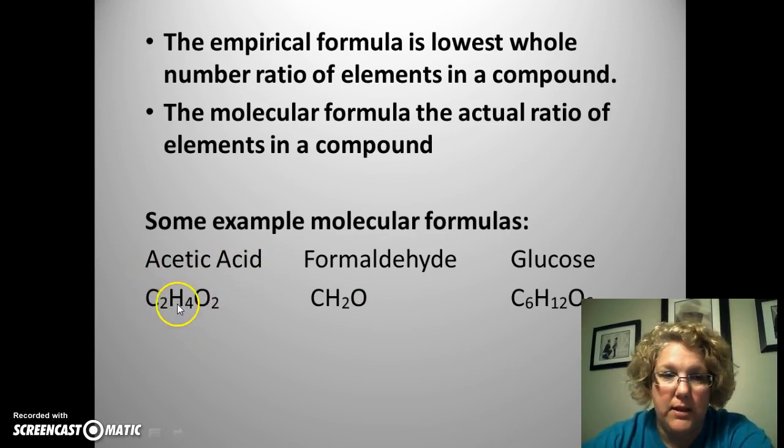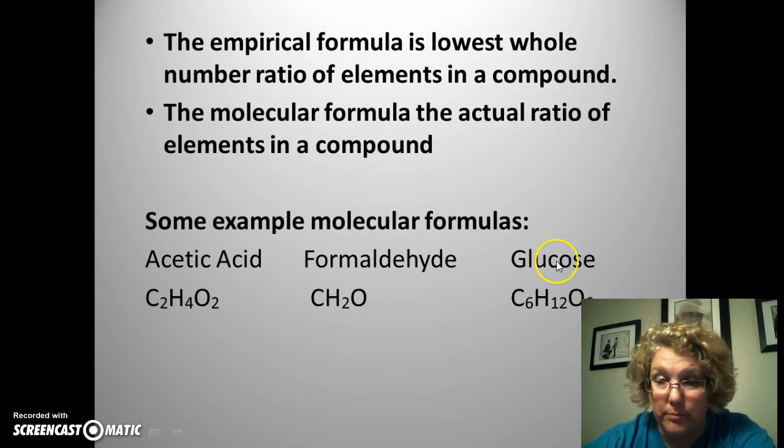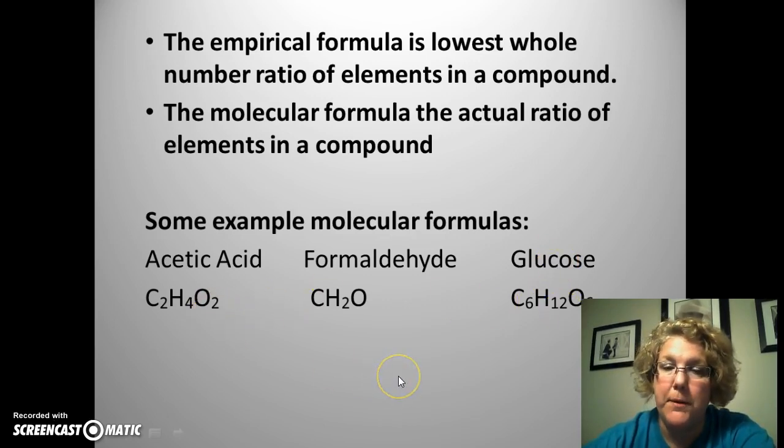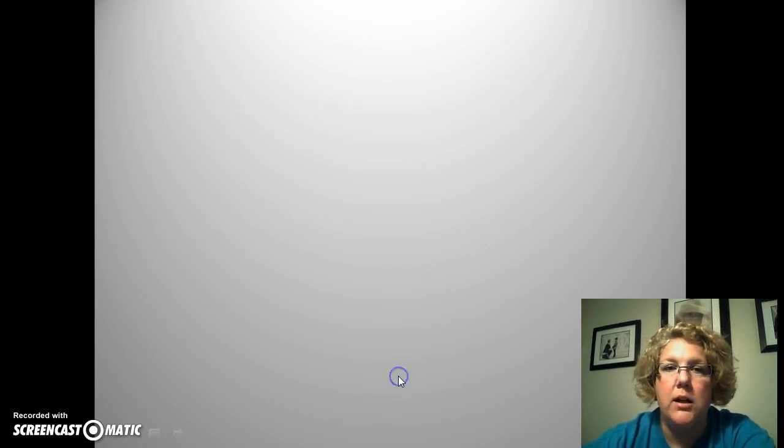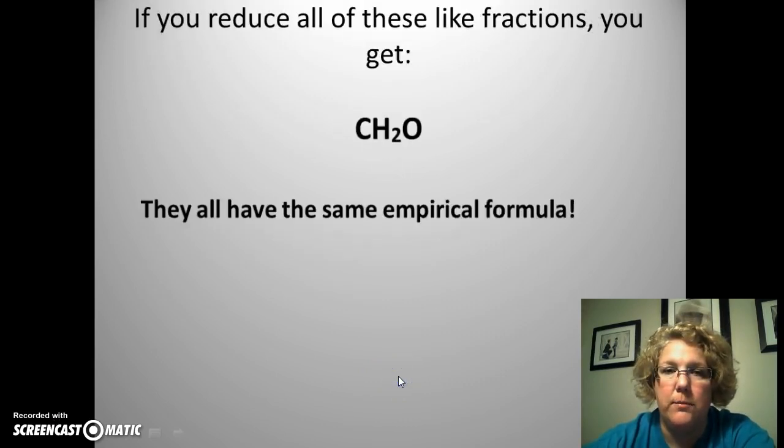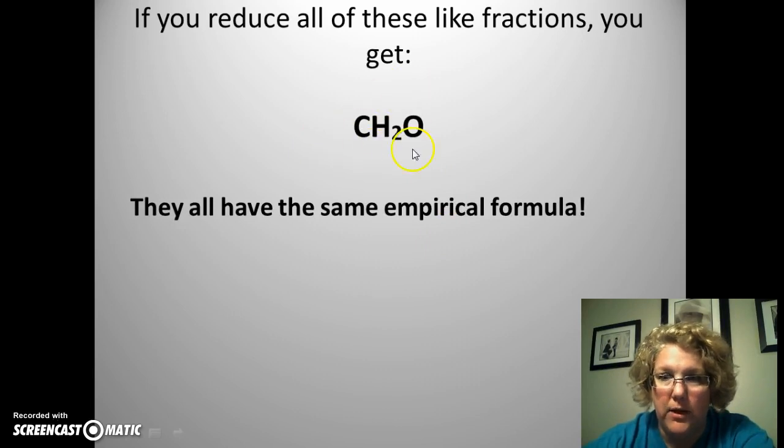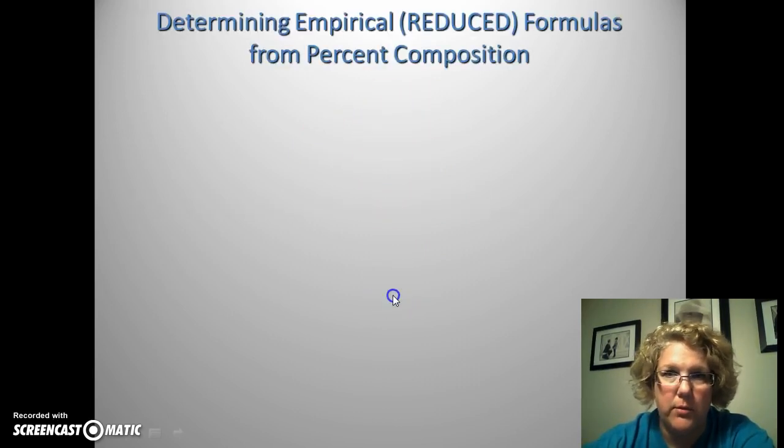Now, if we reduce the acetic acid, we get this. Okay, so acetic acid reduces down to the same empirical formula. So does glucose. So acetic acid, formaldehyde, and blood sugar are obviously not all the same chemical. Their true formulas are different, but they reduce down to the same empirical formula. And when we do empirical calculations, that's what we come up with first, and then we can figure out the molecular. So we'll look at one of those.